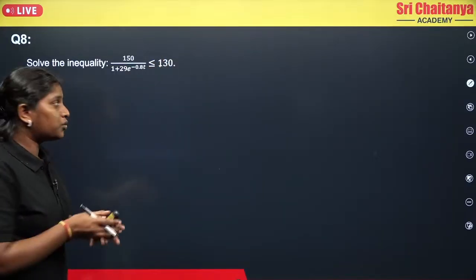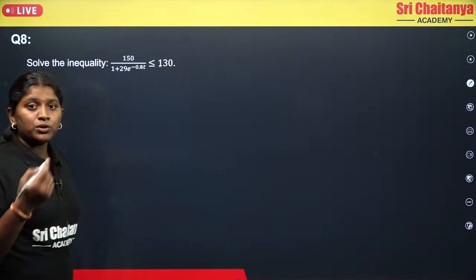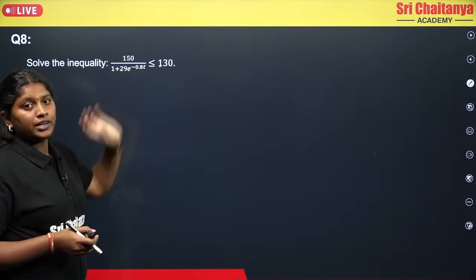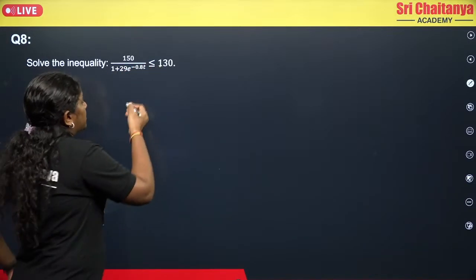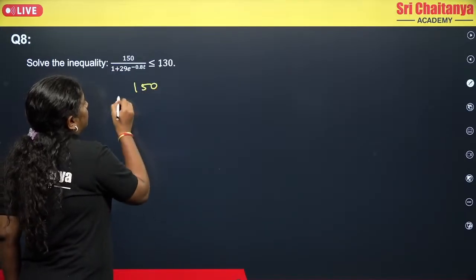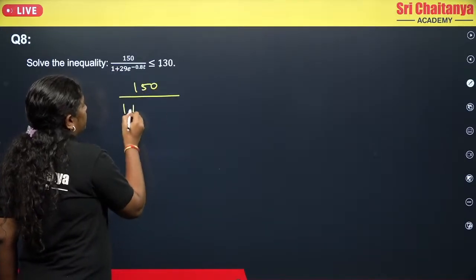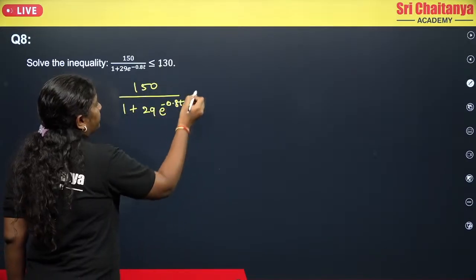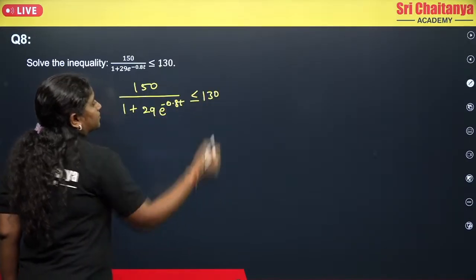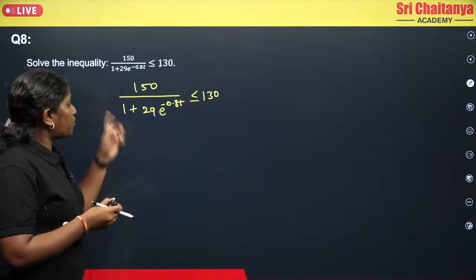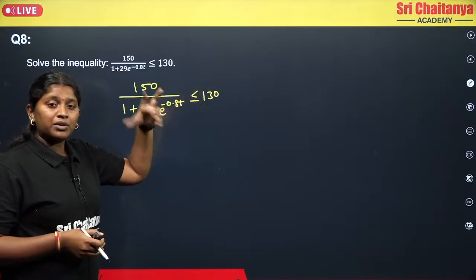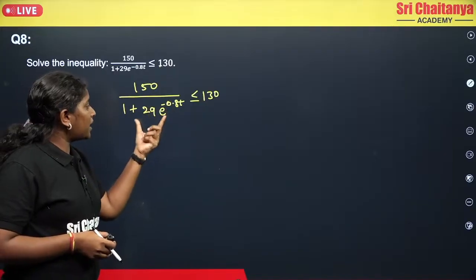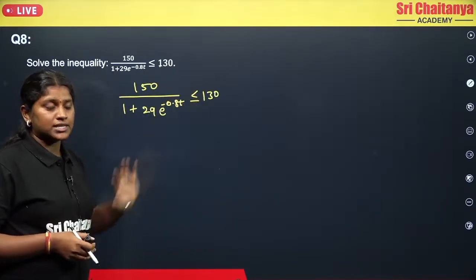Instead of that, what can we do? We can multiply both the sides with 1 plus 29 into e to the power of minus 0.8t. Okay. So let's do that. Now the given inequality is 150 by 1 plus 29 e to the power minus 0.8t less than or equals to 130. If you multiply directly, you will be getting large numbers. For that reason we are just going to multiply with our denominator on both the sides.